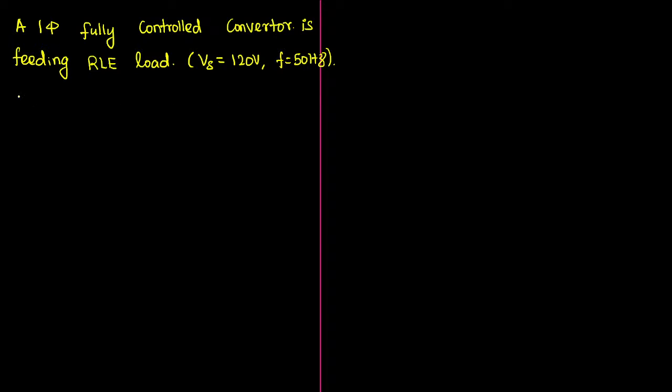Now on the load side, they have shared the data for the RLE load. The value of R is 4 ohm, and the inductance L is 10 millihenry. The battery value is 25 volts. This time they have reduced the voltage. 25 volt RLE load, and the firing angle alpha is given as 30 degrees.